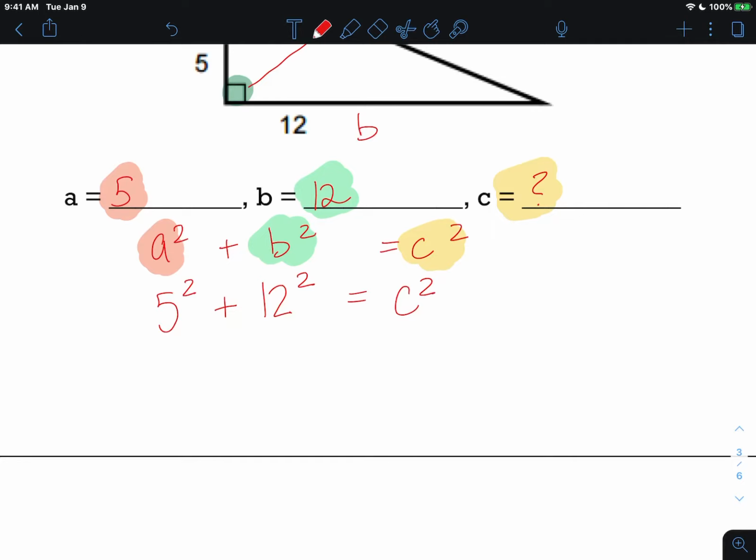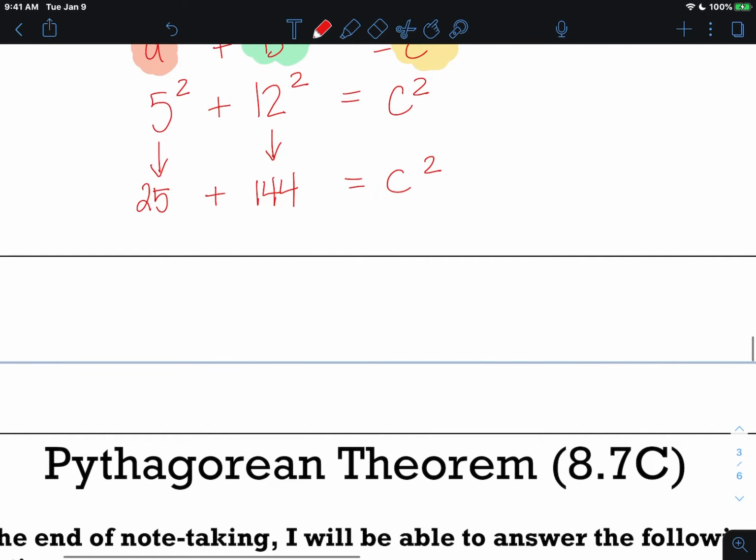Okay, so if I type that 5 squared into my calculator, or if I remember that whenever I see 5 squared, that means 5 times 5, I'll get 25. 12 times 12 is 144. Now, if I take a look at this, this almost looks like a very simple equation that I've already solved before. So what am I going to do? I'm going to go ahead and combine like terms. So 25 plus 144 is 169 equals c squared. So how in the world am I going to get that c by itself?